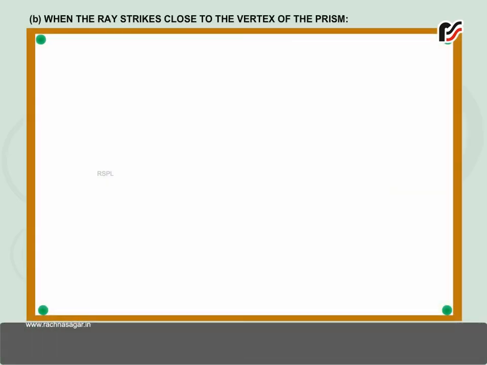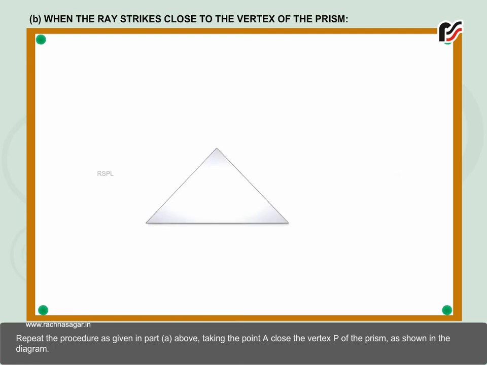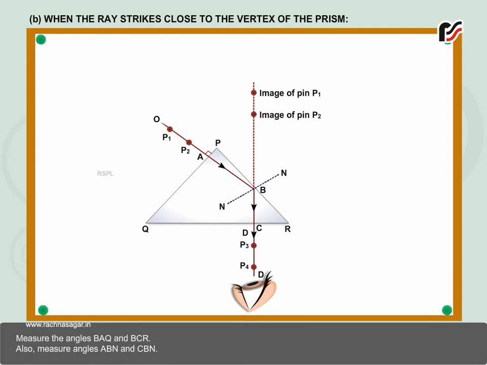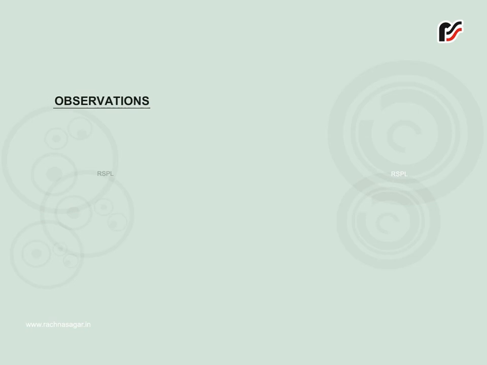B. When the ray strikes close to the vertex of the prism. Procedure. Repeat the procedure as given in part A above. Taking the point A close to the vertex P of the prism as shown in the diagram, measure the angles BAQ and BCR. Also, measure angles ABN and CBN. Record your observations as follows.